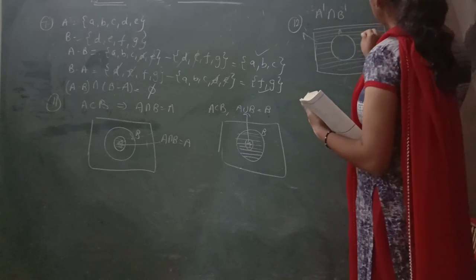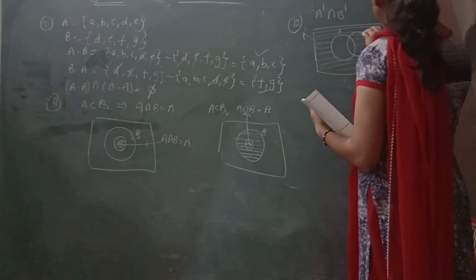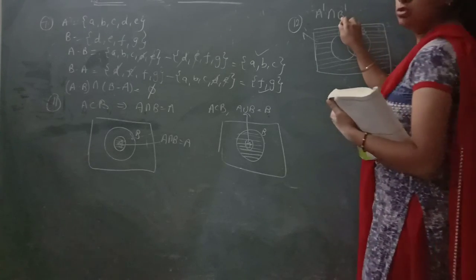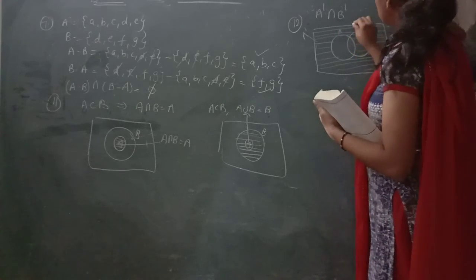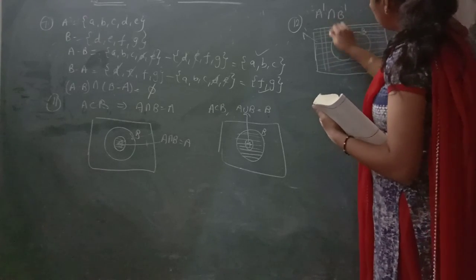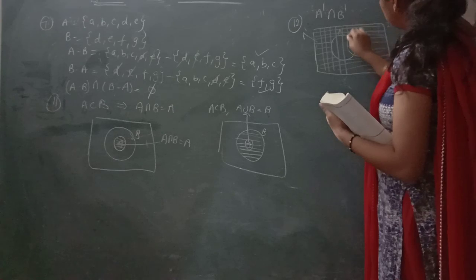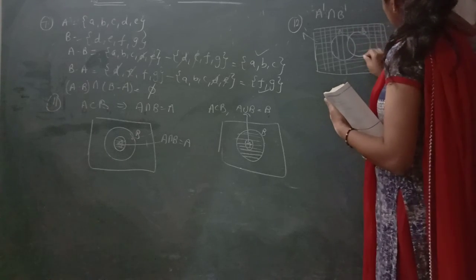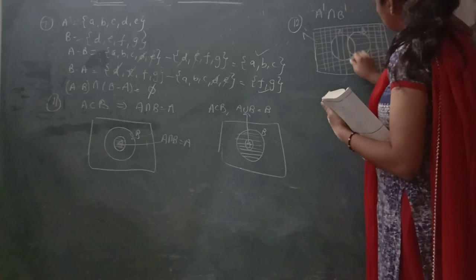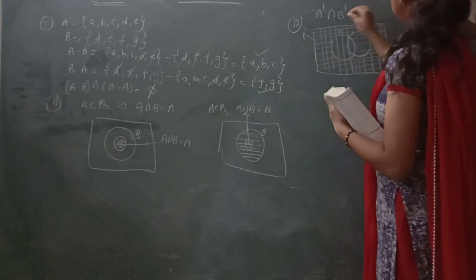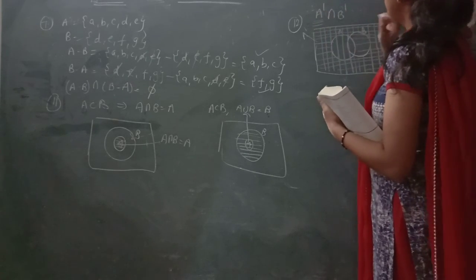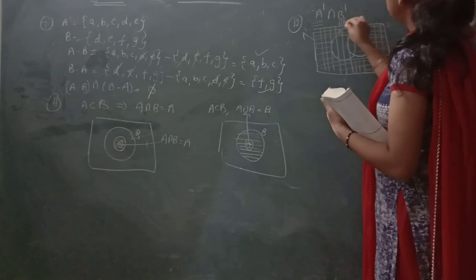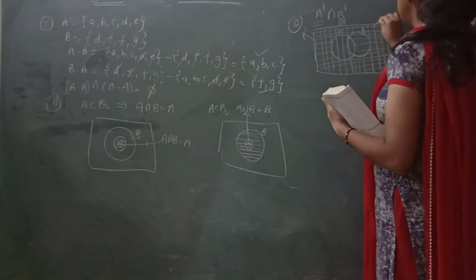And what about the B complement? Leave the B part and the rest is your B complement. So this one is your B complement. Don't take the B part. So these kind of lines are the A complement. These type of lines are the B complement.